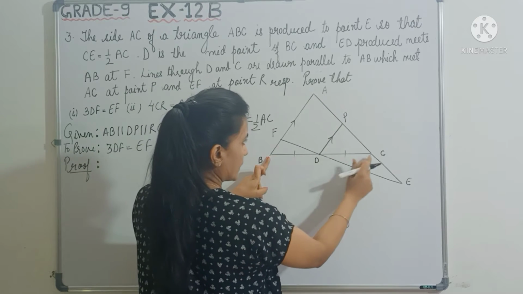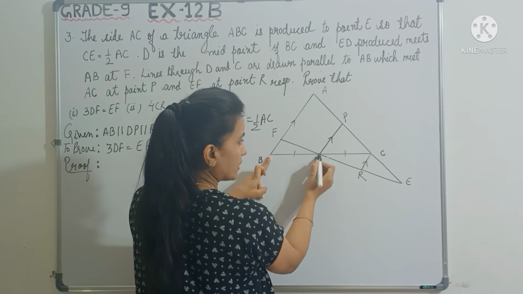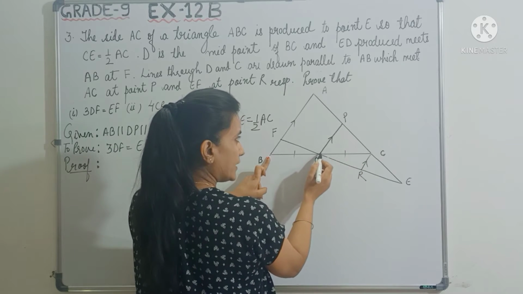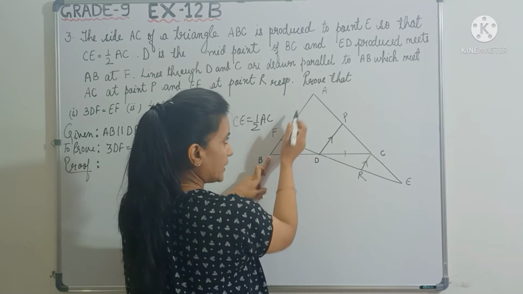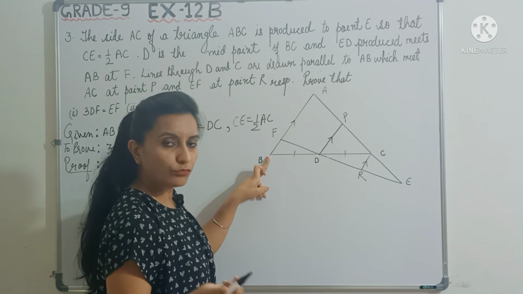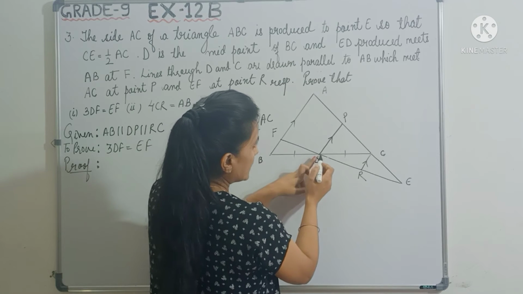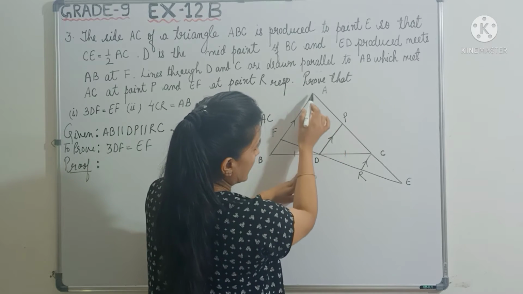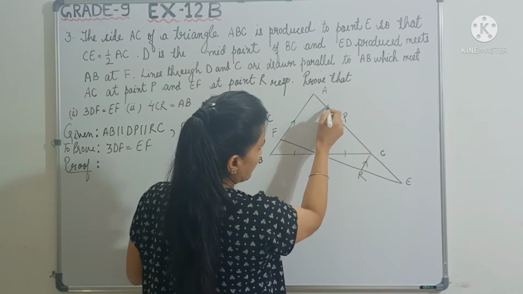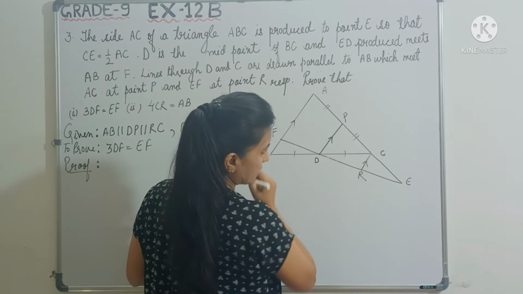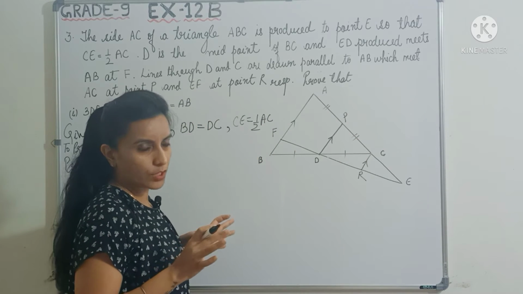So in this triangle, D is the midpoint of BC and DP is parallel to BA. So what can you conclude from the converse of the midpoint theorem? You can conclude that DP will bisect AC. It means AP will be equal to PC, right? So I got some information here.